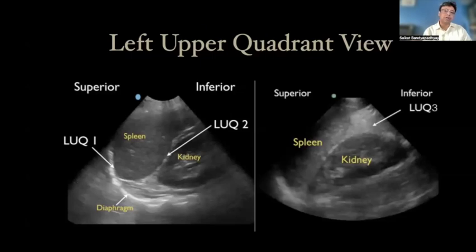So similarly, I'm not going to talk too much about the left upper quadrant. It's a very similar view as the right. Only thing over here, the spleen replaces the liver. Otherwise, the image is more or less similar.